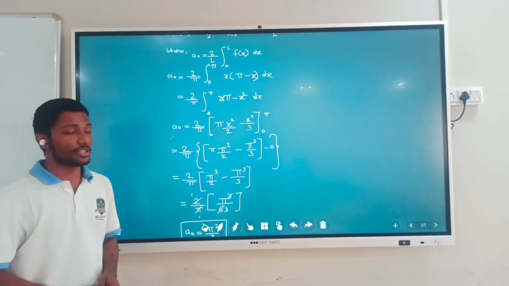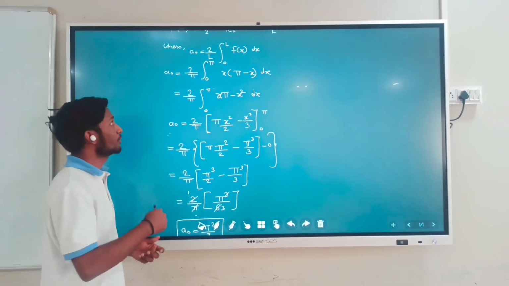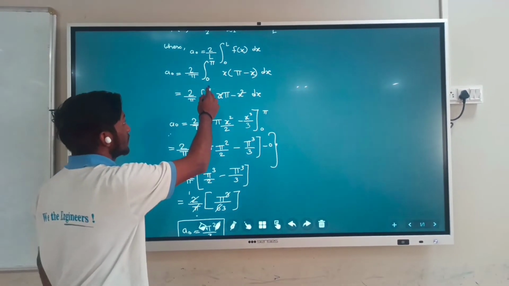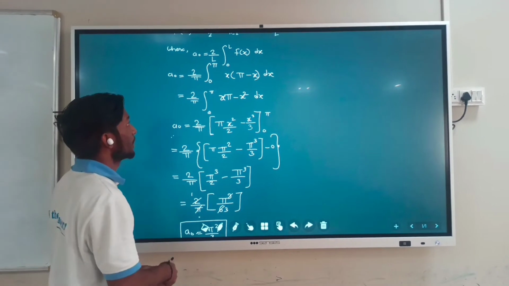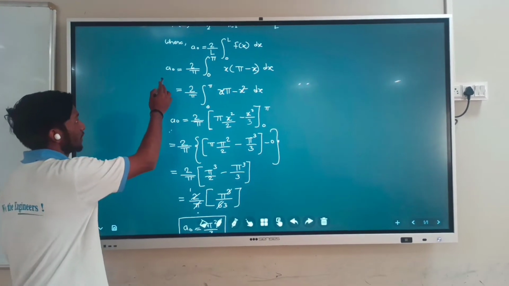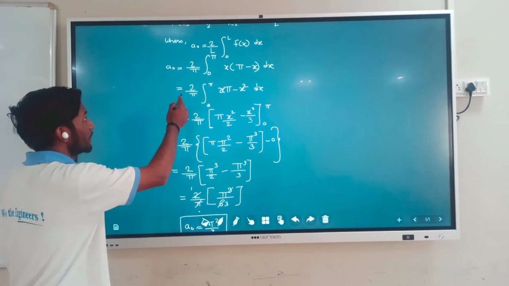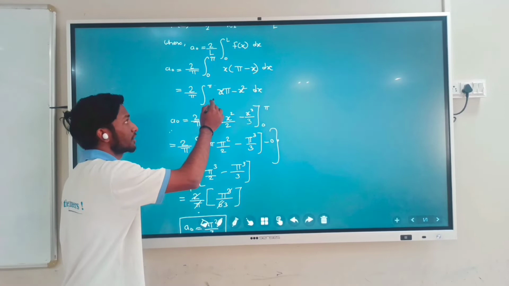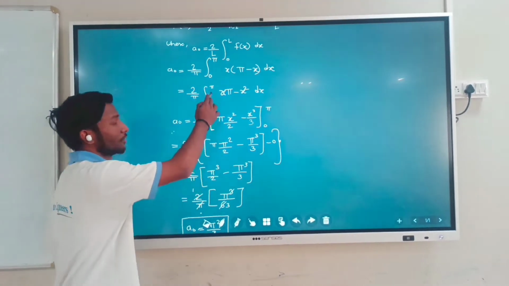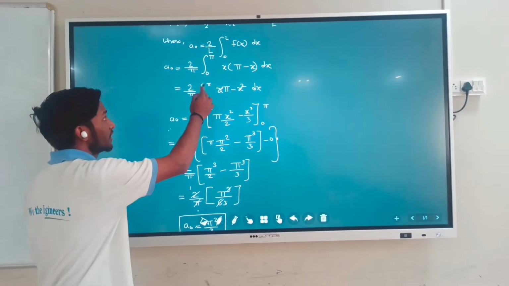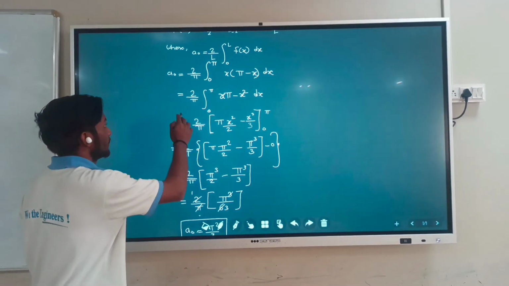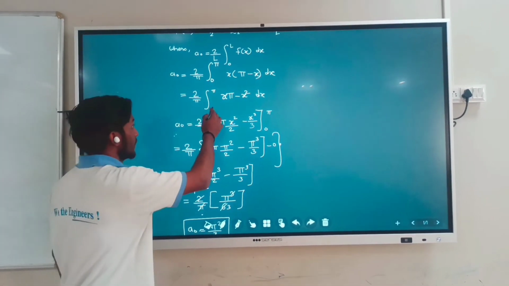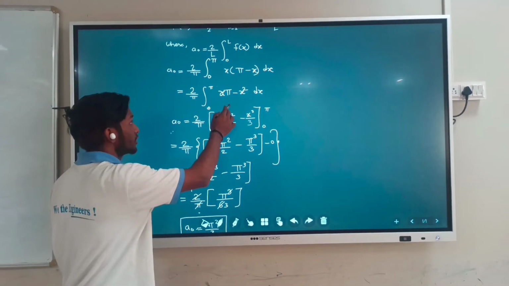My roll number is 126. Now we have to find a0. The formula of a0 is 2 upon l, limit varies from 0 to l, f of x dx. So a0 equals 2 upon pi, limit varies from 0 to pi, x into pi minus x dx. Here we have to multiply x into this bracket: 2 upon pi, limit from 0 to pi, of pi x minus x squared dx.